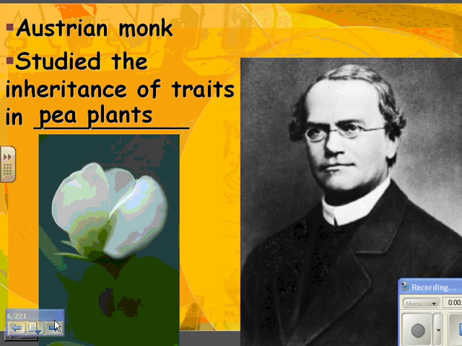So when we figure out if your mom has type A blood and your dad has type B blood, what type of blood could you have? We use all of the laws that Mendel figured out.